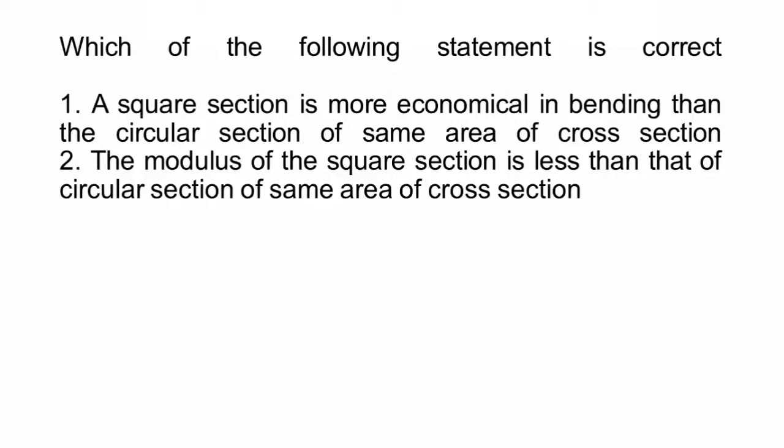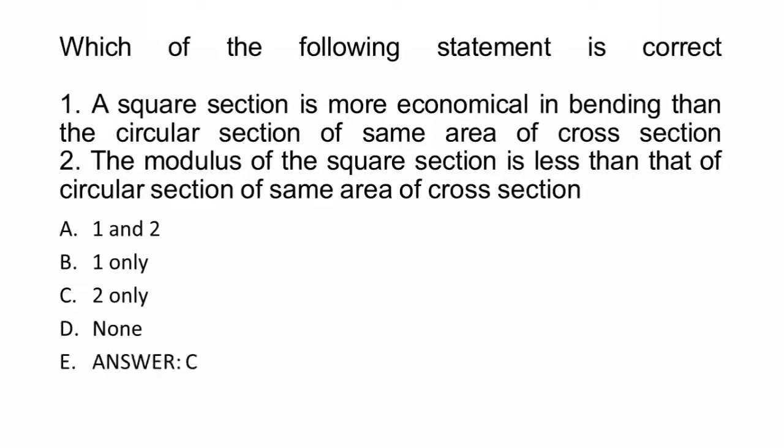Next, multiple choice question. Which of the following statement is correct? First, a square cross section is more economical in bending than the circular cross section of same area of cross section. Second, modulus of the square cross section is less than that of circular section of same area of cross section. 1 and 2 both are correct. This is our first option. Only first option is correct. Only second statement is correct. None of the statements are correct. So answer C is correct.